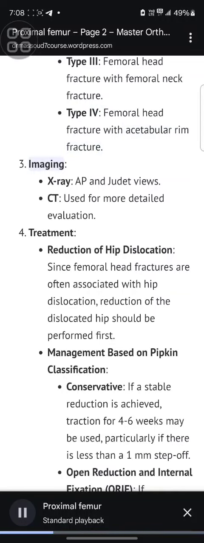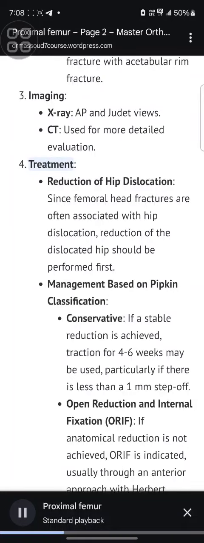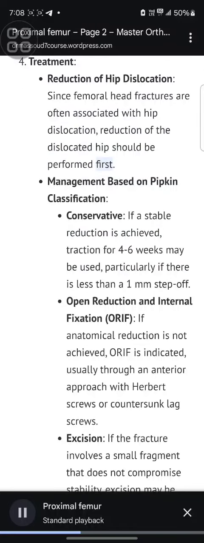3. Imaging. X-ray, AP and Judet views. CT, used for more detailed evaluation. 4. Treatment. Reduction of hip dislocation. Since femoral head fractures are often associated with hip dislocation, reduction of the dislocated hip should be performed first.